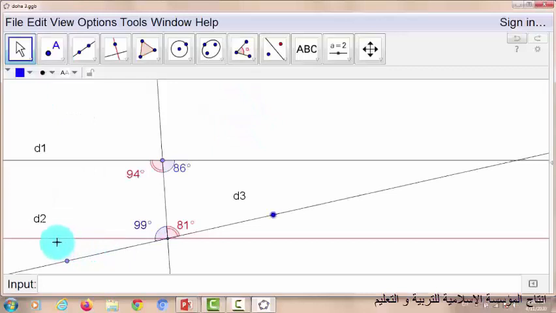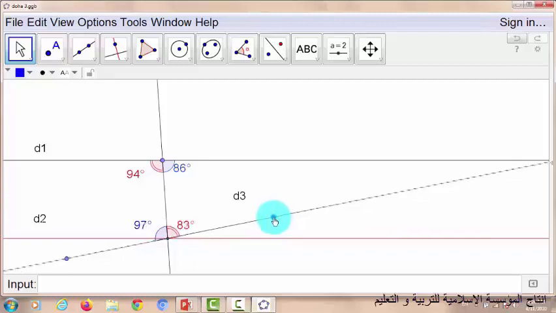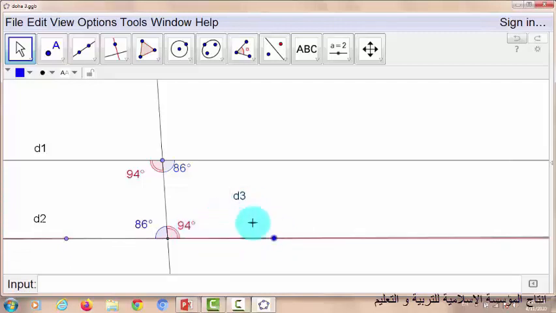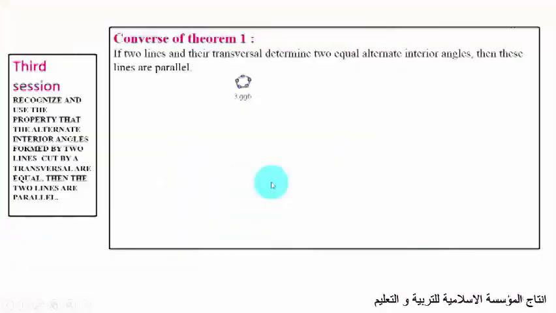Here, my students, in this figure you have line D1 and line D2 parallel to each other. Line D3 is not parallel to line D1. Look for alternate interior angles. They are not equal to each other. I will move line D3. Pay attention to alternate interior angles. As alternate interior angles become equal to each other, line D3 is parallel to line D2 and D2 is parallel to line D1, so we can say that D1 is parallel to line D3 since the alternate interior angles are equal.